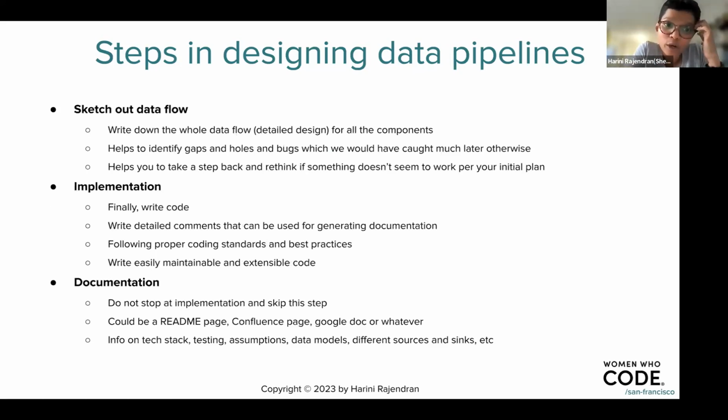So now you know, okay, what does the source data look like? What does the sync data look like? You have an understanding of all of that. So then the next would be sketching out the whole data flow. When I say the whole data flow, you can think of it like a detailed design of all the components. So let's say you have 4 components in your data pipeline. How would the input data look like for each component, and what would be the output that particular component is generating? What sort of transformation that particular component is doing?